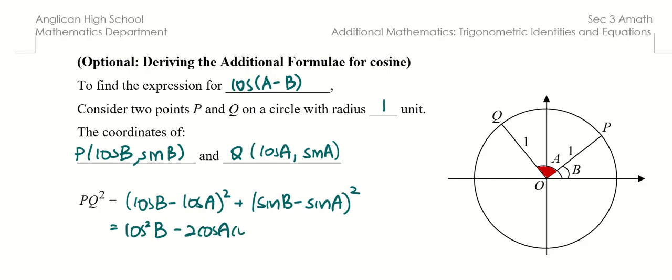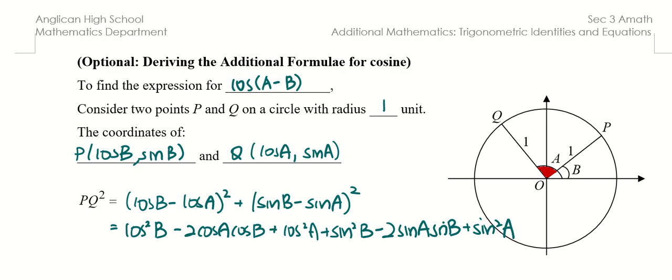I will see the following result: cosine square B minus 2 cosine A cosine B plus cosine square A, right? Then after that, I'm going to get plus sine square B minus 2 sine A sine B, and then plus sine square A. It looks very complicated, but if you look at this very carefully, you can do certain grouping already.